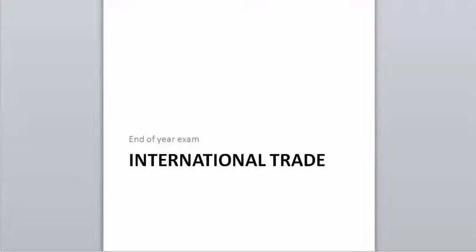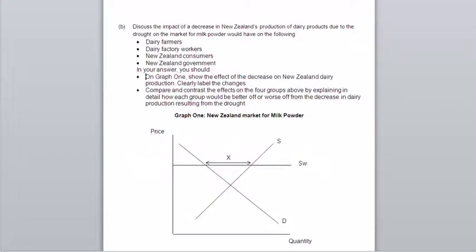Hi, Level 2 Eco. I just want to review one question from the recent end of year exam, the international trade question, the very first one in the paper. And it was question 1b. I'll show you what that looks like.